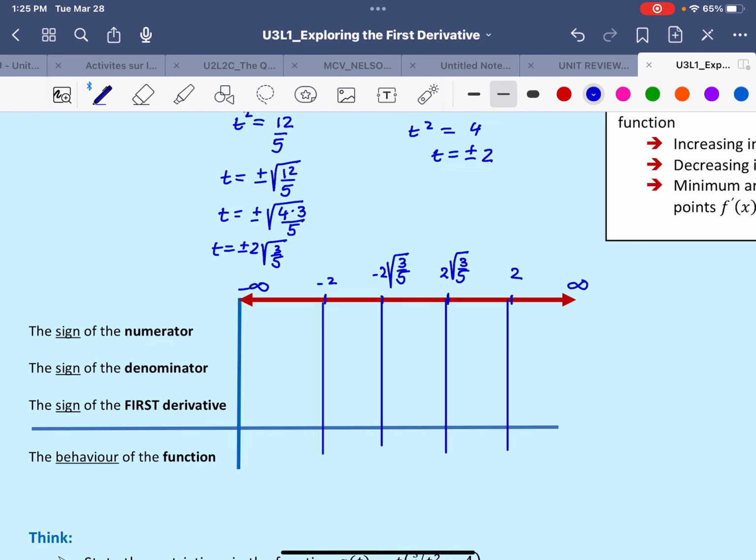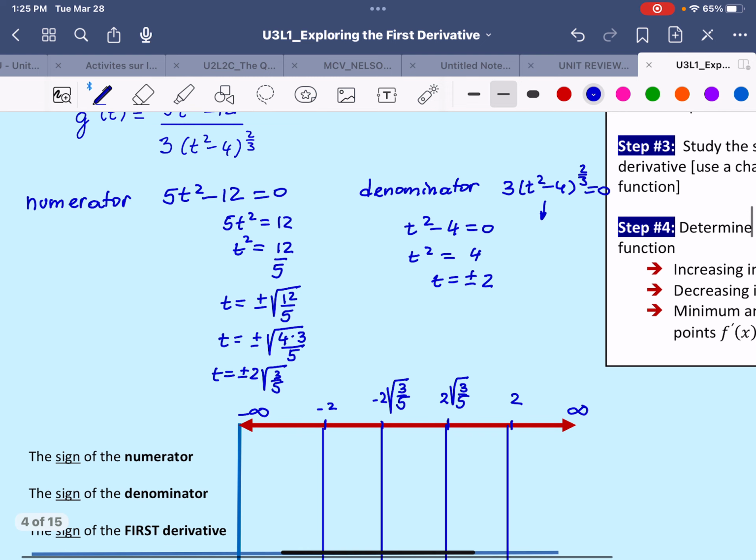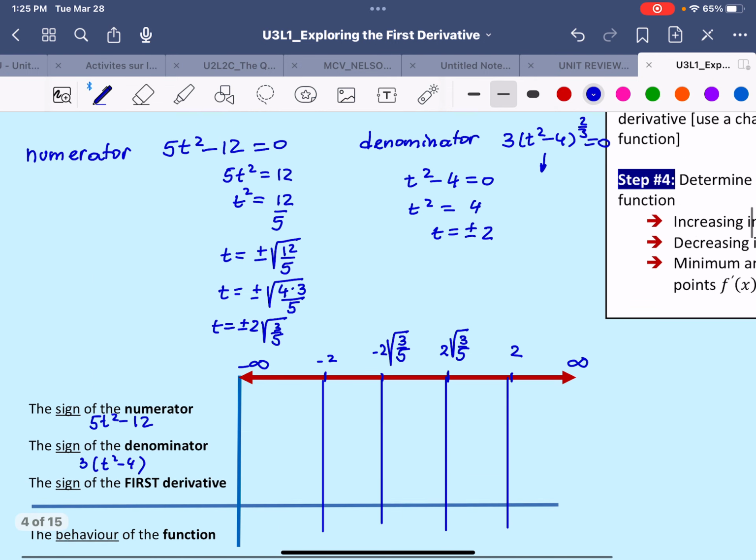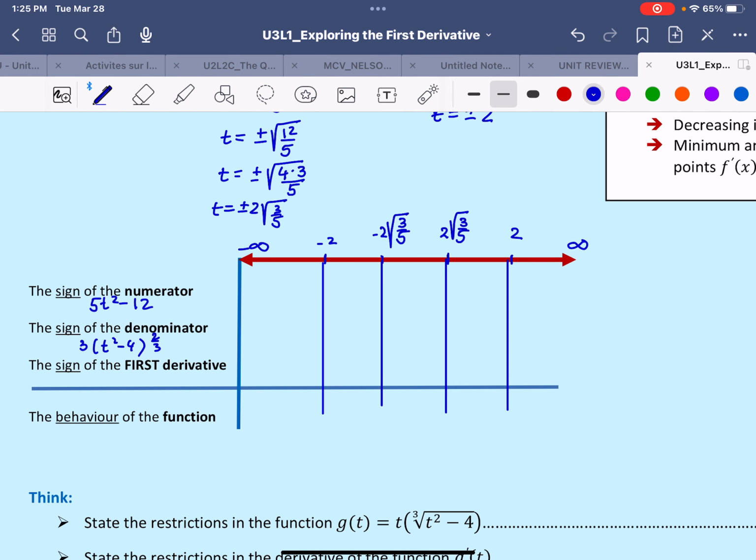So for the numerator, we said that we had 5t squared minus 12. So I'll write this down. The denominator was 3 times (t squared minus 4) to the power of, we said, 2 over 3. So the derivative, which is g prime of t, the sign of it will be determined based on these two signs, and then we'll determine the behavior of the function after. So 5t squared minus 12 will have the zeros at these two particular points.